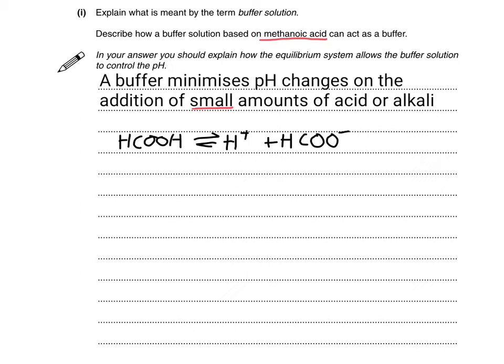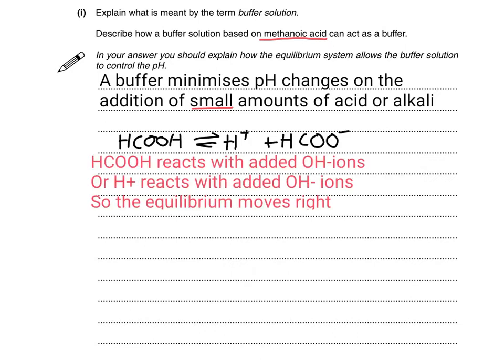You've got to have an equilibrium sign. The whole point of how this works is because it's an equilibrium. So for the next 2 marks, you need to say that either H plus ions react with the added base. So instead of H minus, you can say alkali or base.